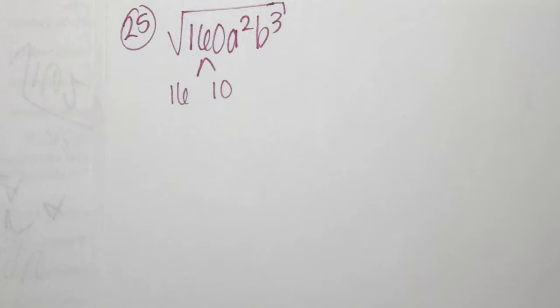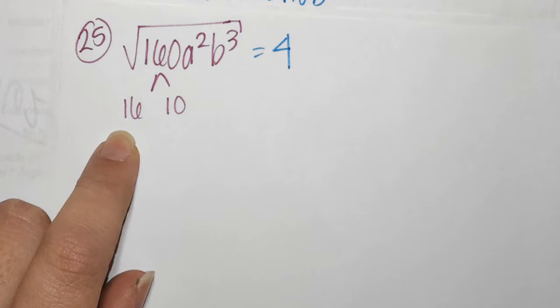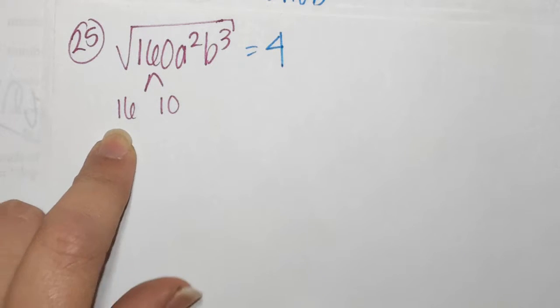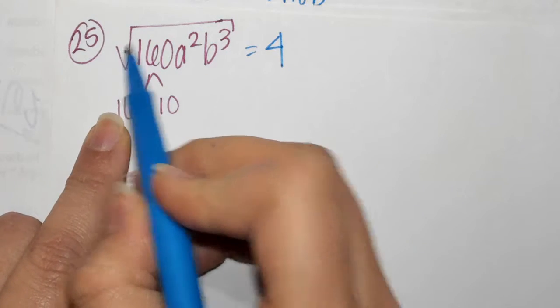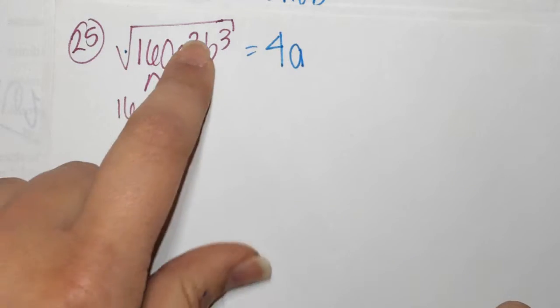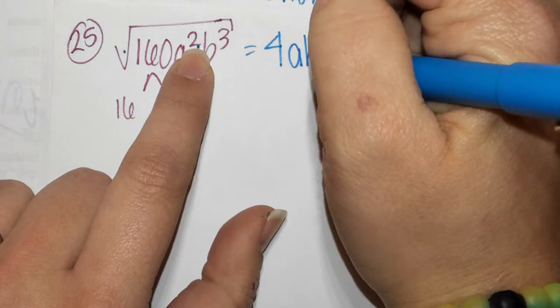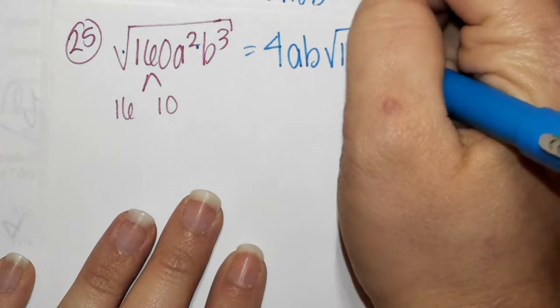I expect everybody to be reworking these unless you got them right, and I still would like you to write them down just to be safe. Alright, so what is the square root of 16? 4. Okay, so that comes to the outside. Now, what is our index of the square root? 2. So 2 goes into 2 how many times? 1. So you bring out 1a. 2 goes into 3 how many times? 1 with 1 left over. So what else is in the house with that b? So 10b.